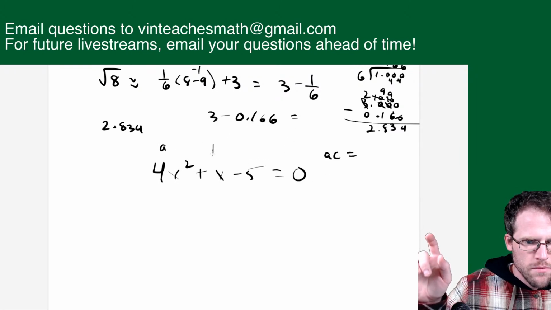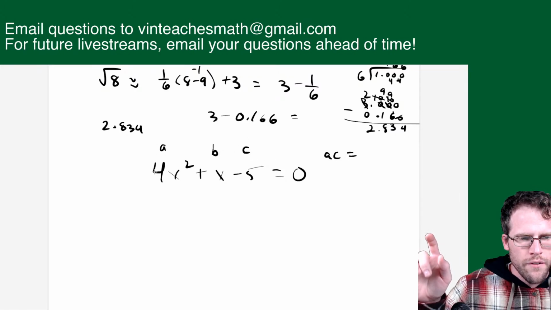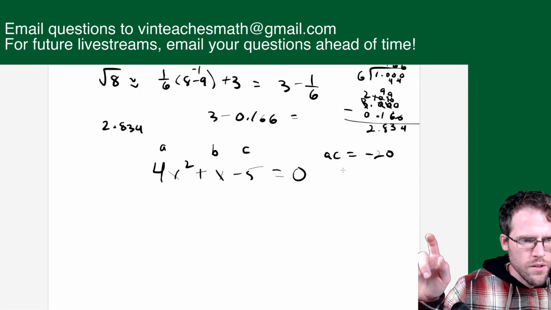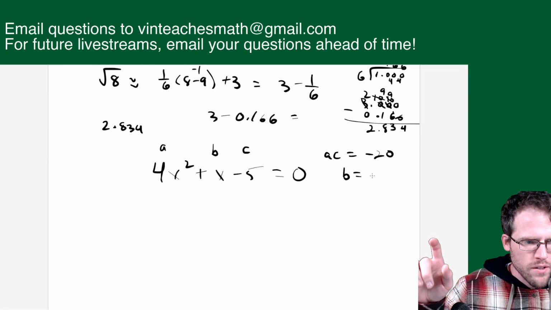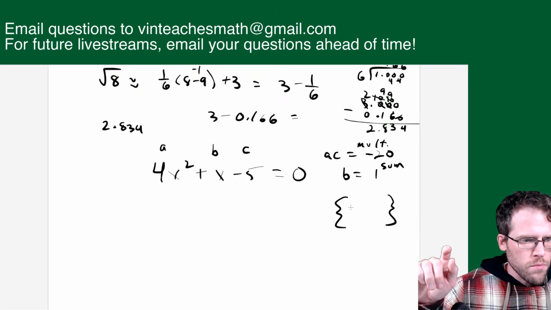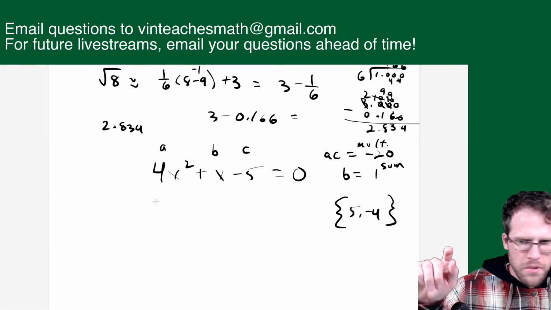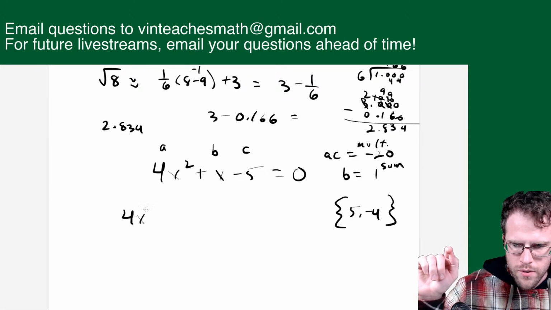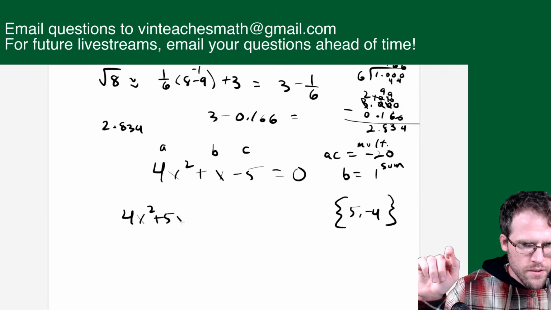4x squared plus x minus 5 equals 0. All right, hyperspeed. Hopefully this makes sense. AC, this is your A term, this is your B term, this is your C term. 4 times -5 is -20. Your B term, the number in front of x, is 1. So now you ask yourself, what two numbers multiply to this and have a sum of this. That would be 5 and negative 4. You split the middle. Okay, 4x squared plus 5x minus 4x minus 5 equals 0.